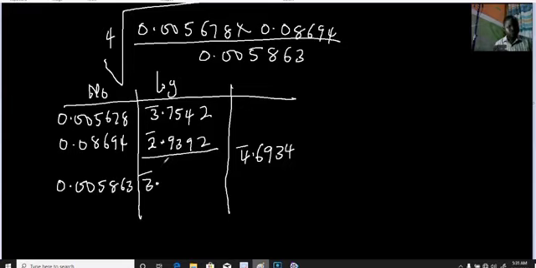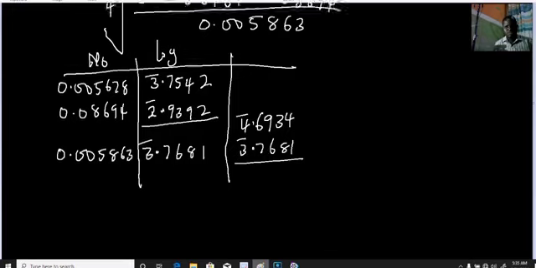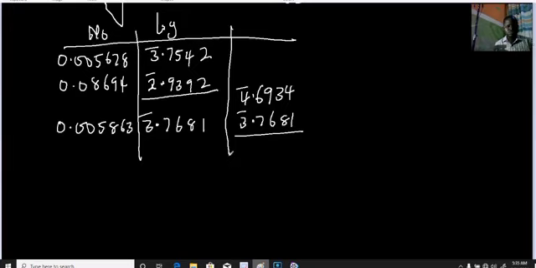5836. So you will have 7, 6, 8 1. So here you will have bar 3.7681. Now what you have here is division. Here is division. So in this case, you are going to minus.